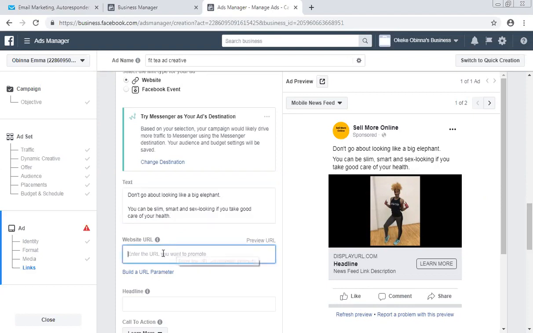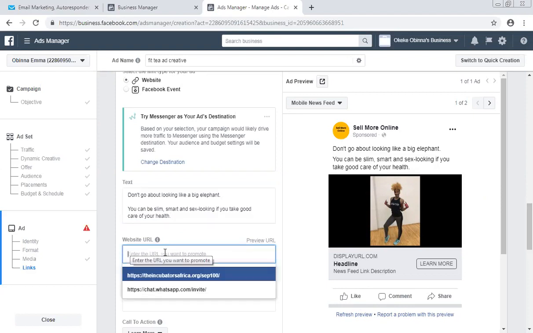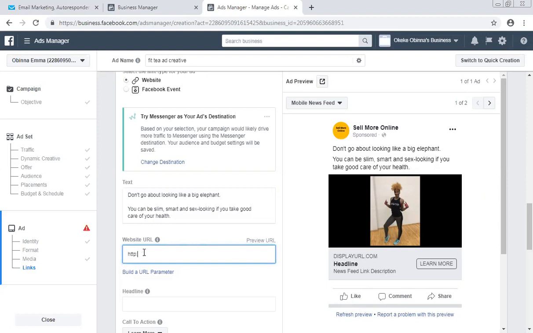Then here, your website URL. This is where you put the website you want them to visit. HTTP, put the website, let's say Healthy Lifestyle. If that's your website, healthylifestyle.com/ the page you are taking them to, maybe a landing page.